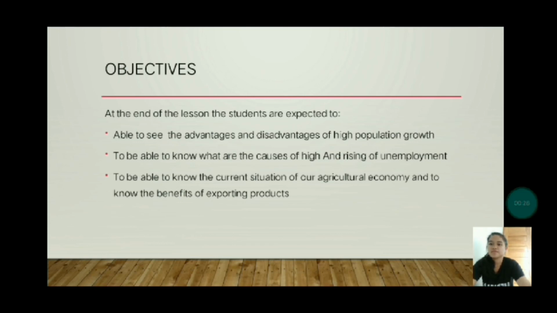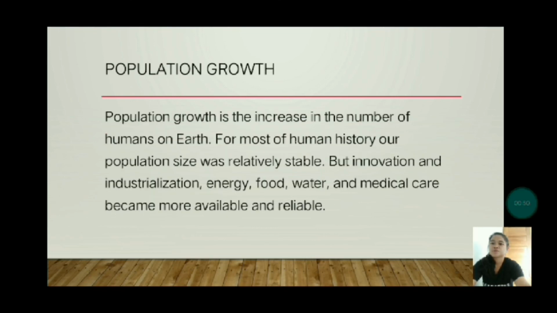So here are the objectives. At the end of the lesson, the students are expected to be able to see the advantages and disadvantages of high population growth. Next is to be able to know what are the causes of high and rising unemployment. Last is to be able to know the current situation of our agricultural economy and to know the benefits of exporting products. So what is population growth?